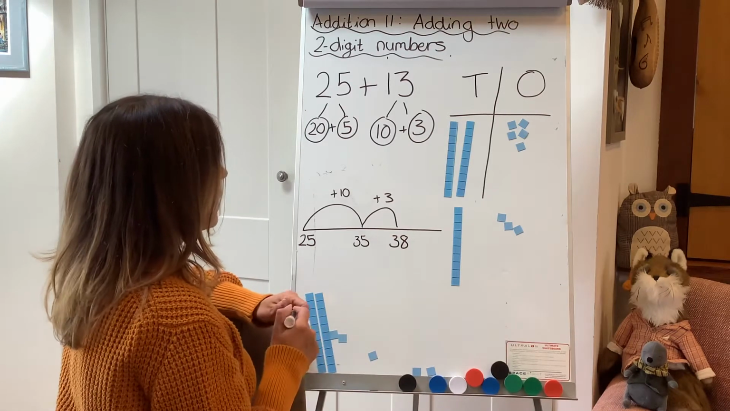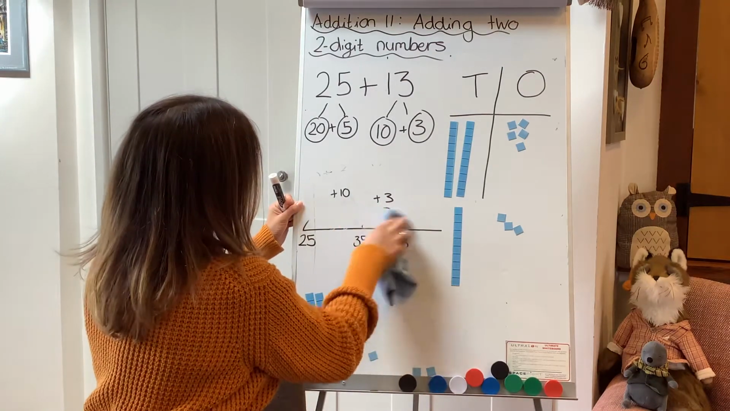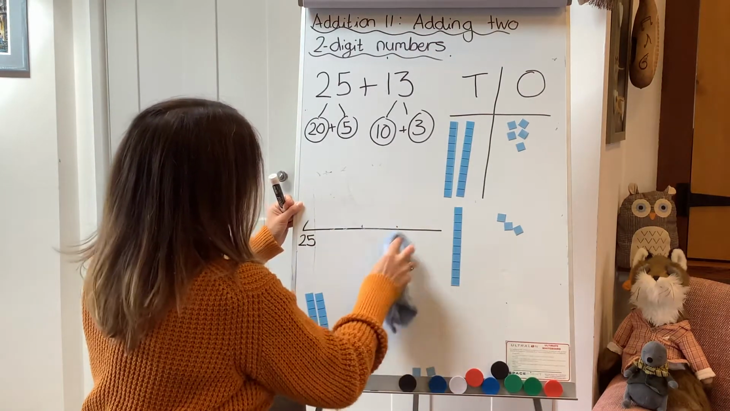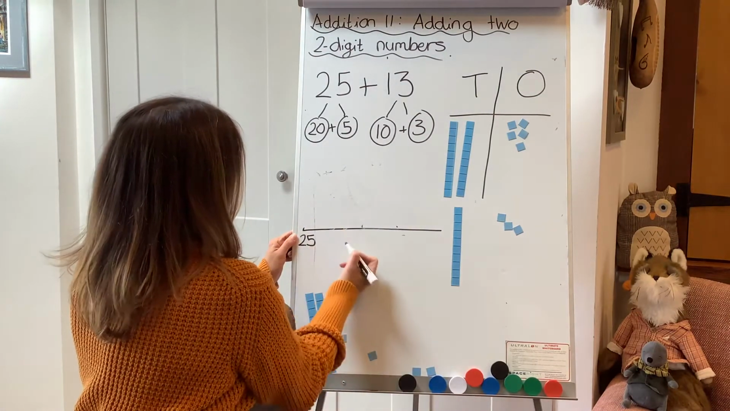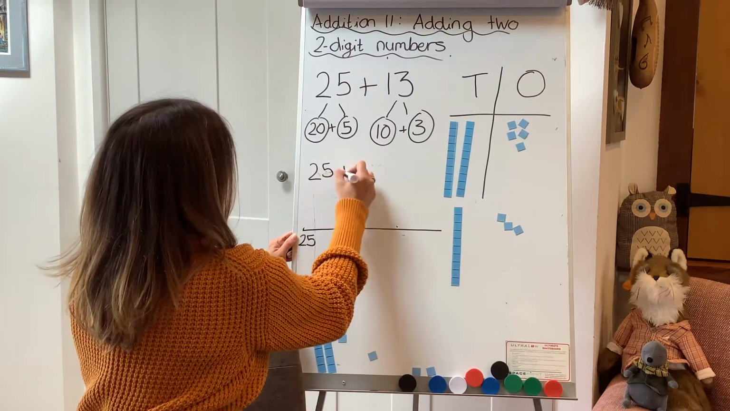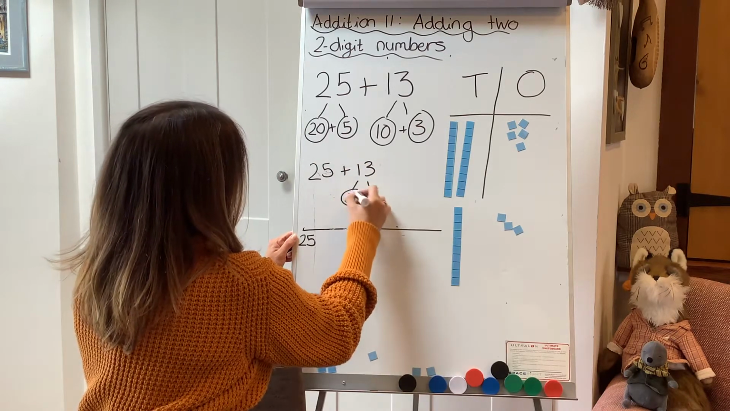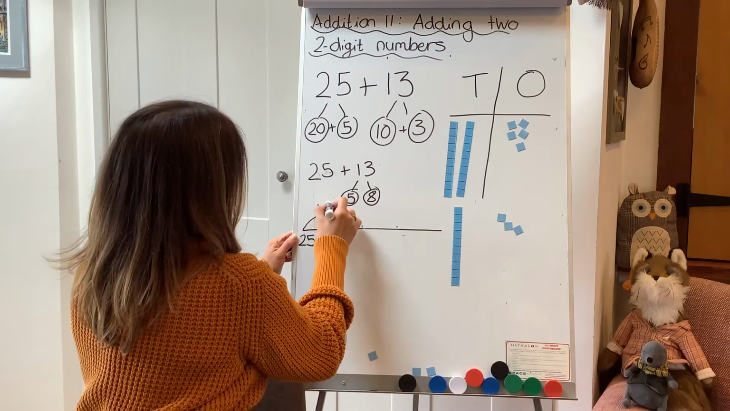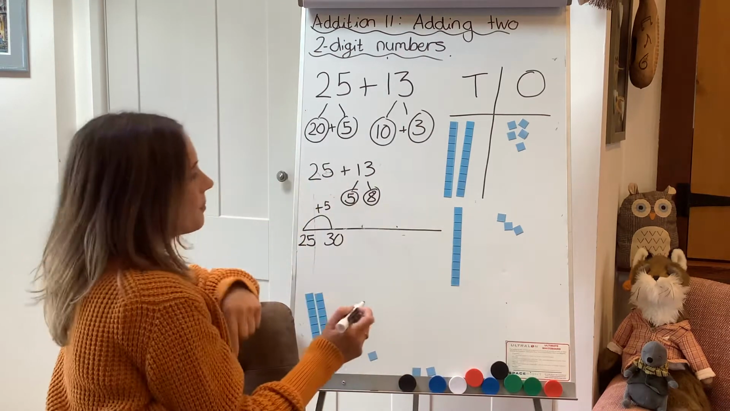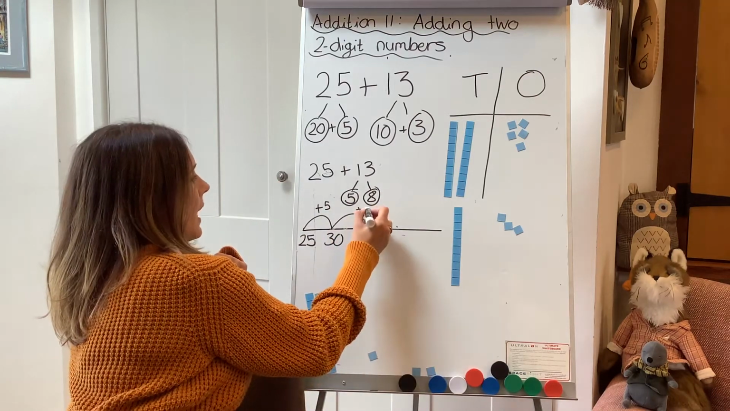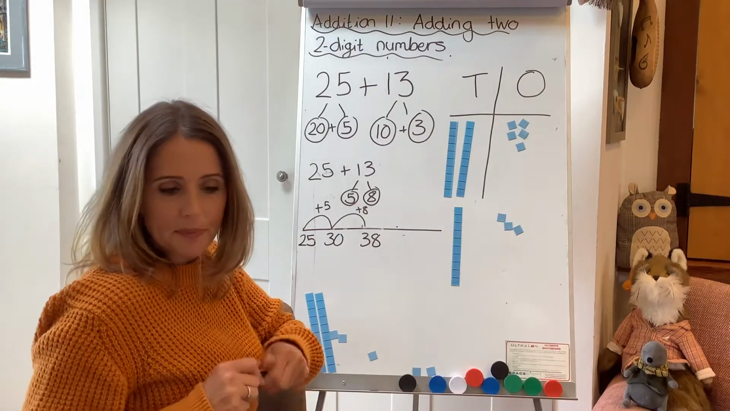Okay, the other thing you could do on the number line is you could look at the part whole using your number bonds, regrouping to make 10. You can think 25, add 13. You can break 13 into 5 and 8. So you have 25, add 5 takes you to 30. You've regrouped to make 10. And then add on 8 more takes you to 38 as well.